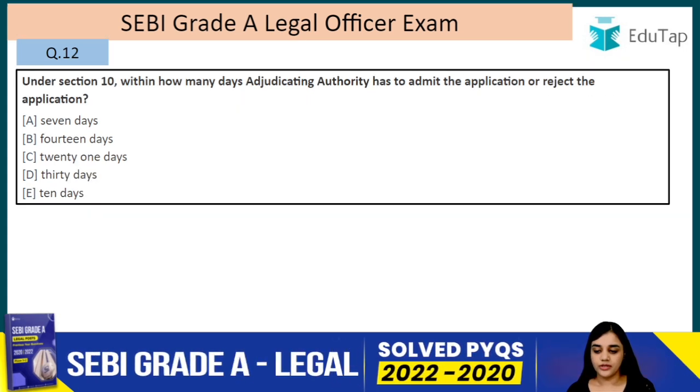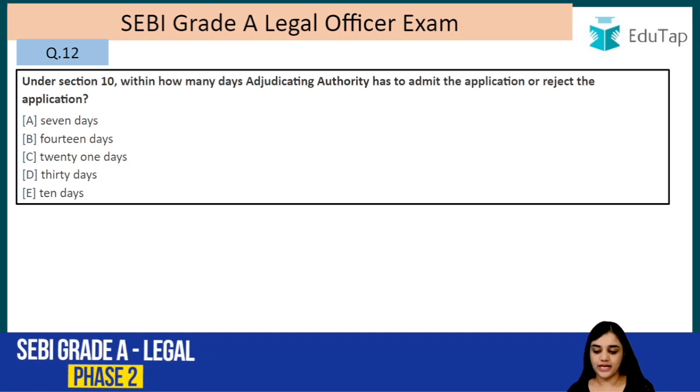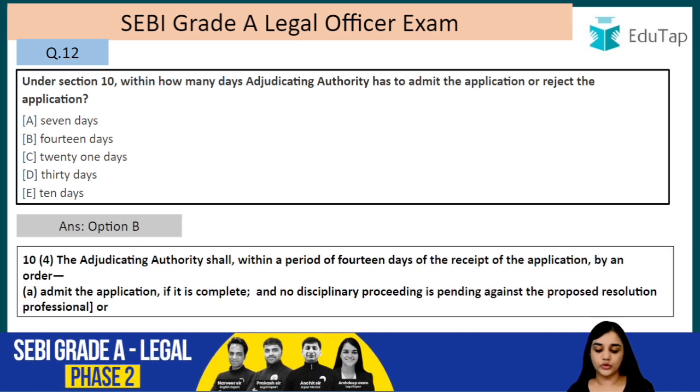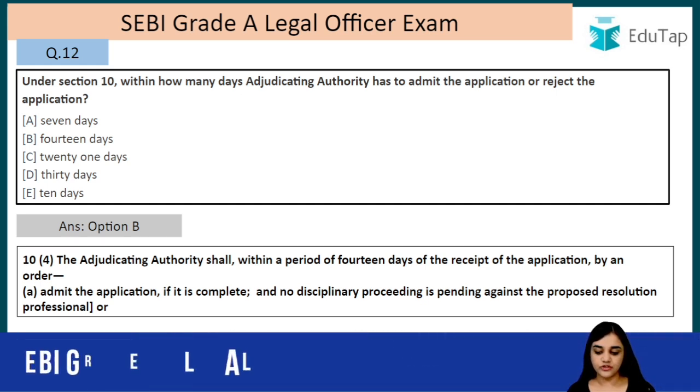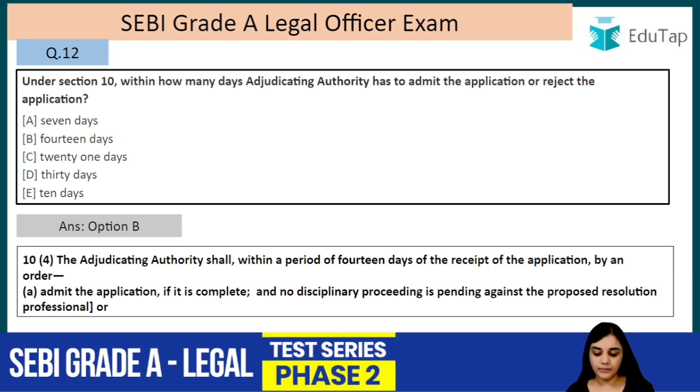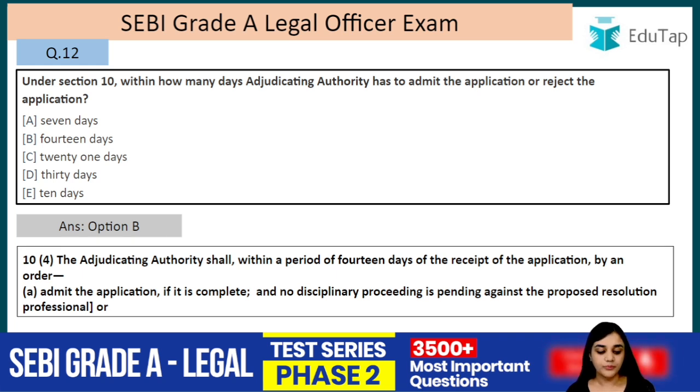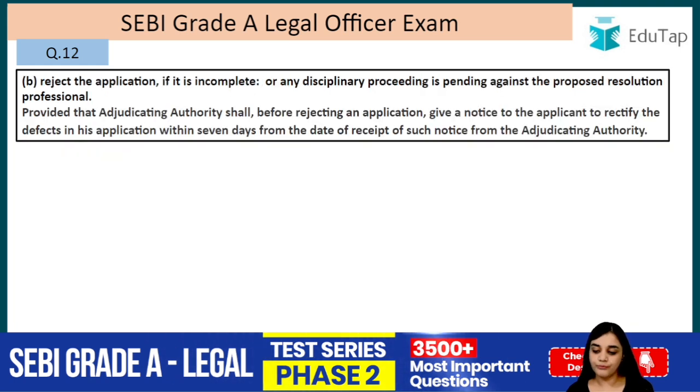Alright, moving on, question number 12. Under section 10, within how many days does the adjudicating authority have to admit or reject the application? This we have done. The answer is 14 days. The adjudicating authority shall, within a period of 14 days of the receipt of the application, by an order, admit the application if it is complete and no disciplinary proceeding is pending against the proposed resolution professional, so the name that was provided by the creditor.